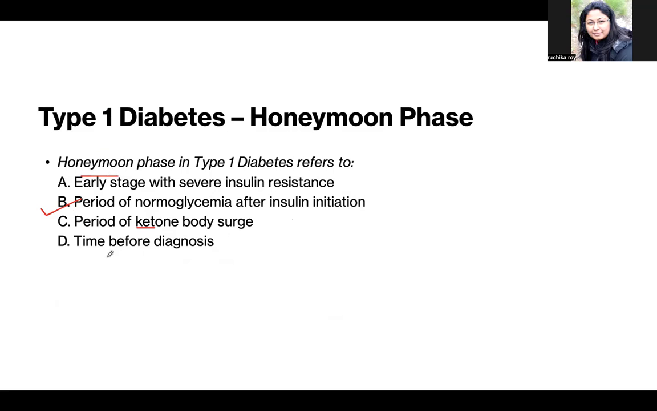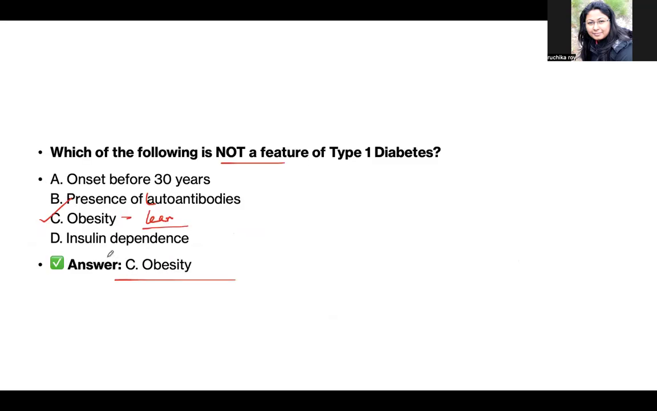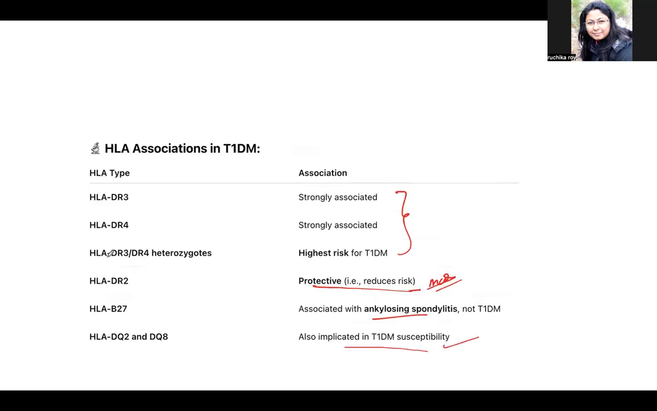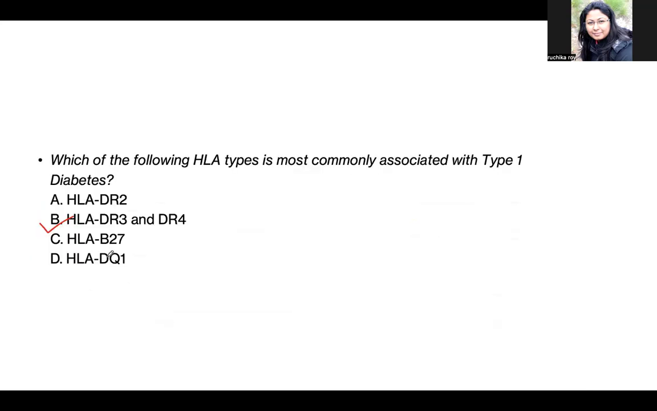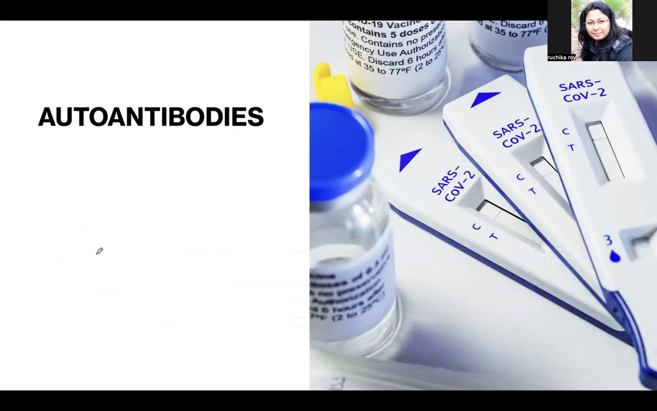So this is all about type 1 diabetes. In the next class, we will do diabetic ketoacidosis, which is one of the features of type 1 diabetes. My next topic will be what happens in diabetic ketoacidosis and why it occurs in type 1 diabetes.